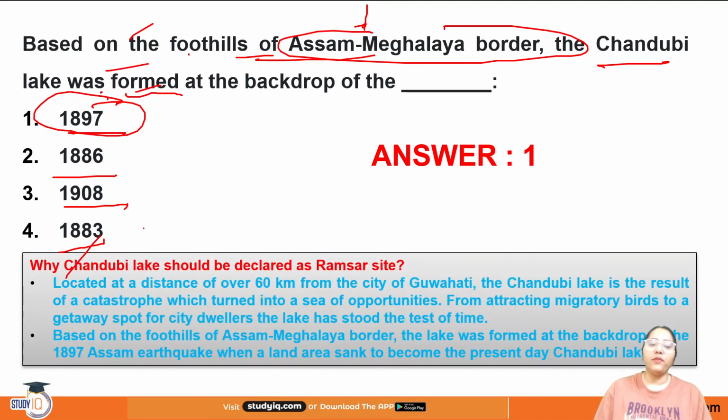Actually, there has been a wave going around that Chandubi Lake should be declared as the Ramsar site. So what is the Ramsar site? Ramsar site is basically for the wetland conservation.